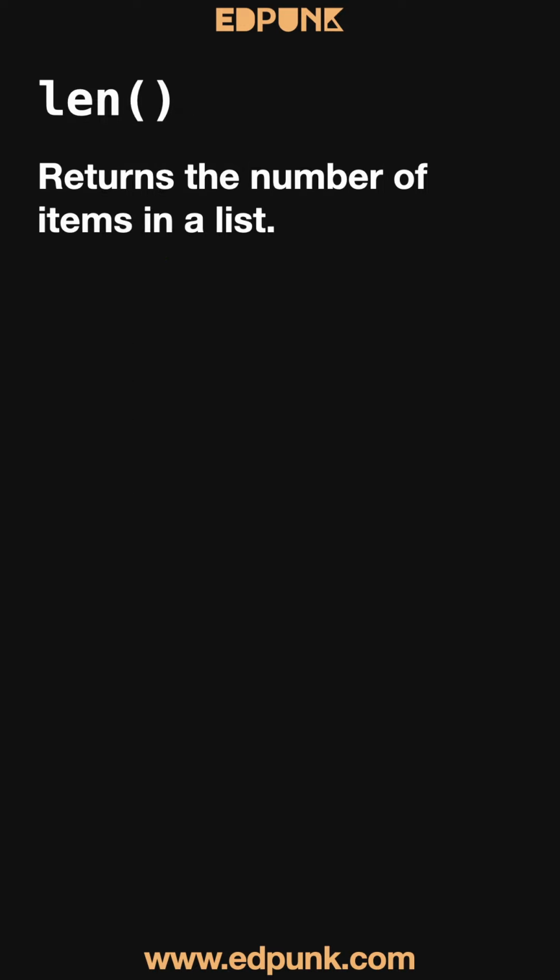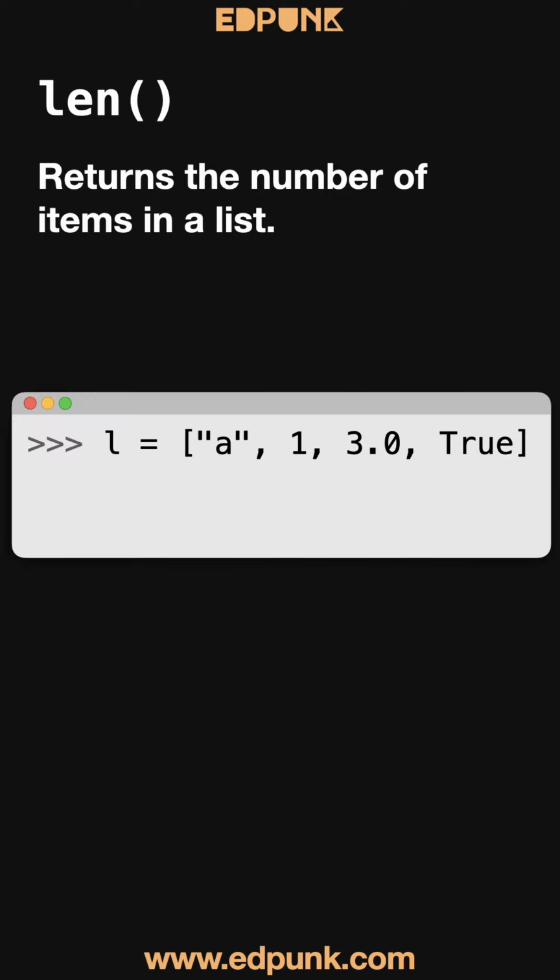The len function returns the number of items in a list. For example, let us assign a list containing items string a, int 1, float 3.0 and boolean true to a variable L. Now, executing len of L returns the number of items in the list L, that is 4.